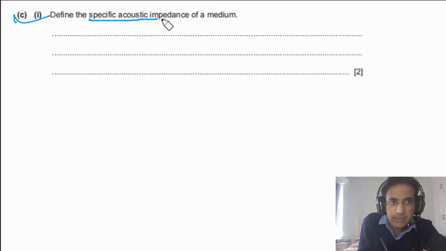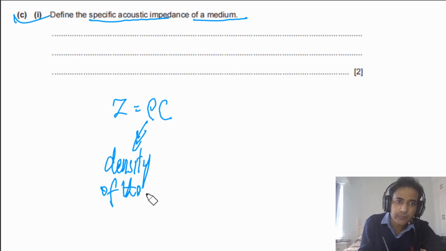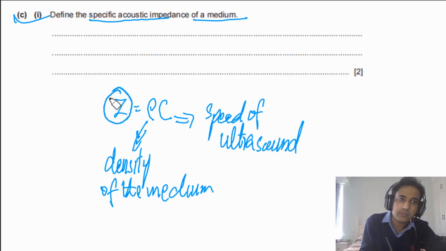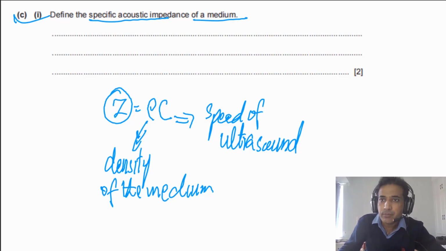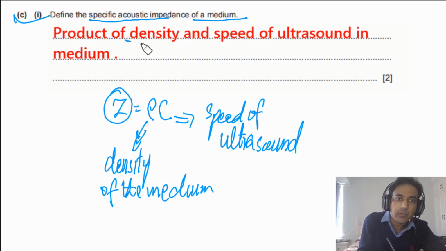C1 says define the specific acoustic impedance of a medium. Acoustic impedance, simply Z, is equal to rho times C. Rho is the density of the medium, and C is the speed of ultrasound in that medium. The product of these two quantities is called specific acoustic impedance. Now let me show you how you can write down the answer: the product of density and speed of ultrasound in the medium.